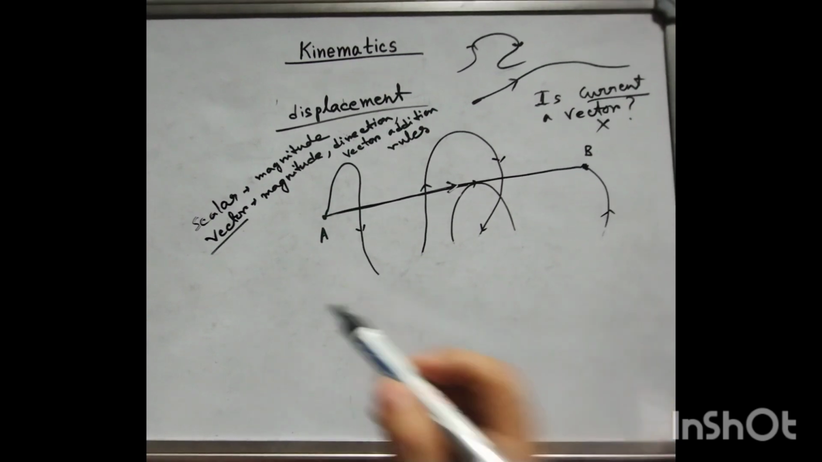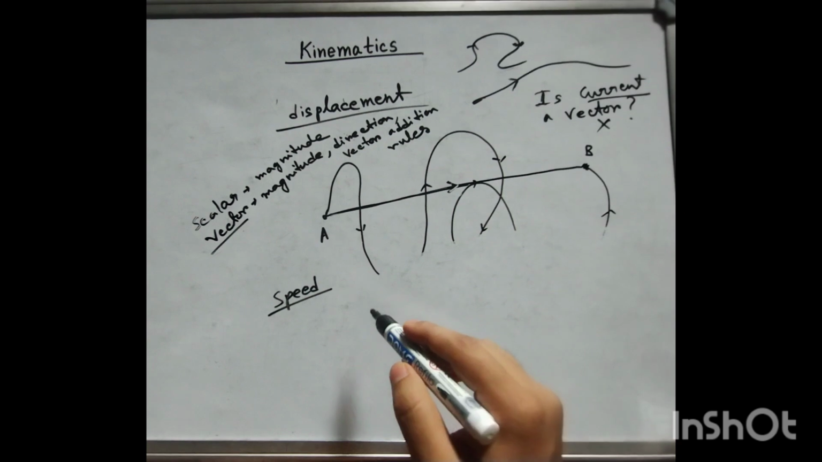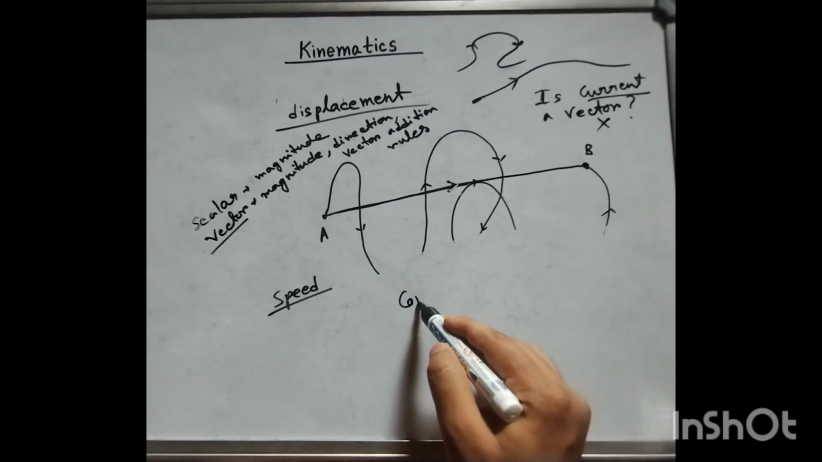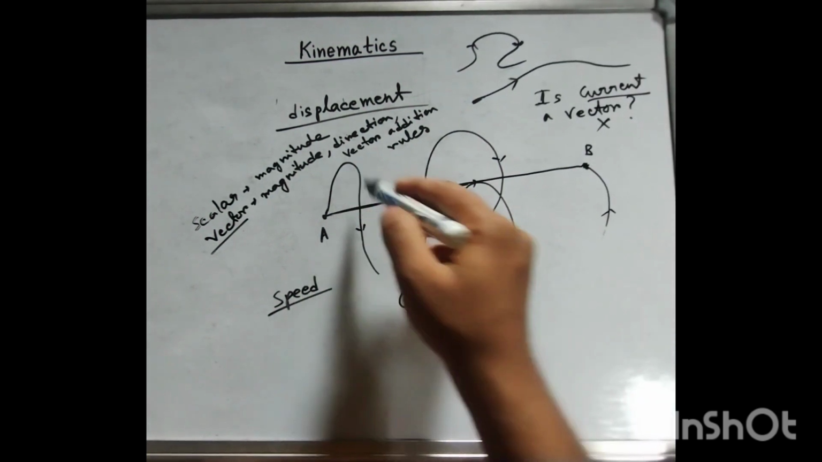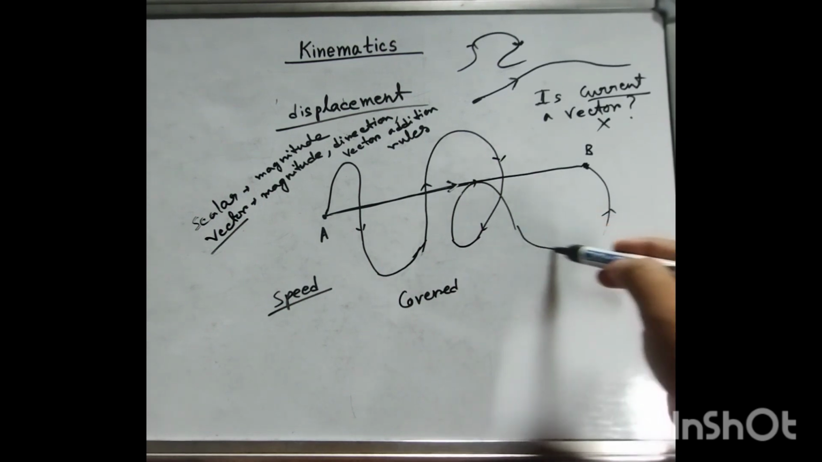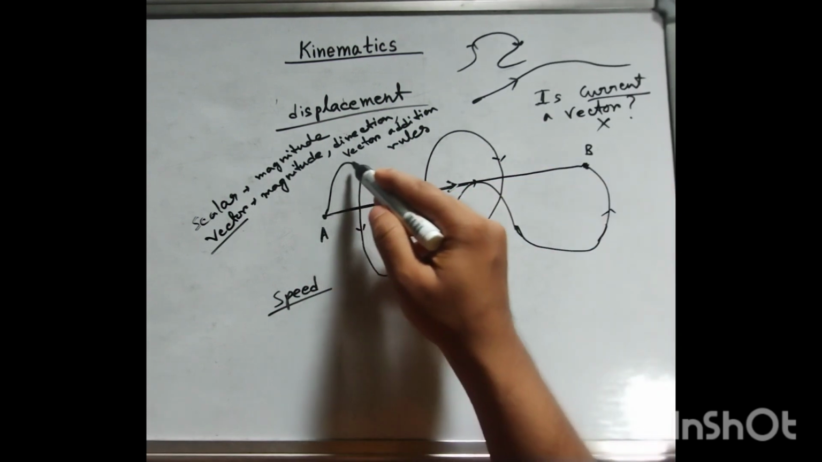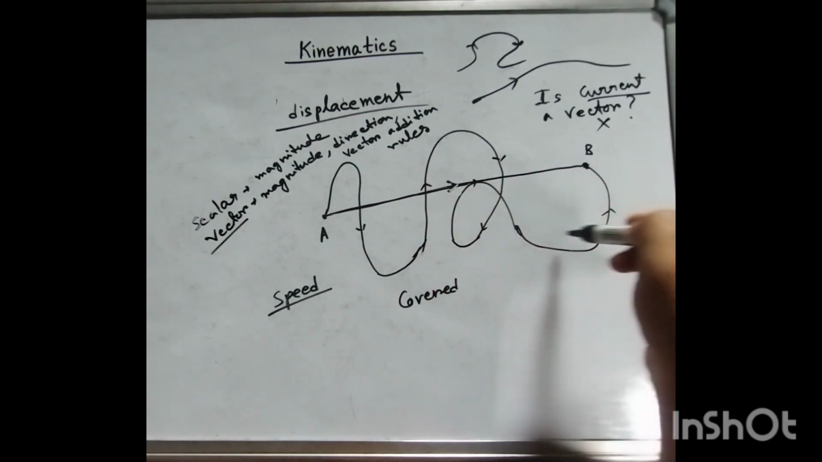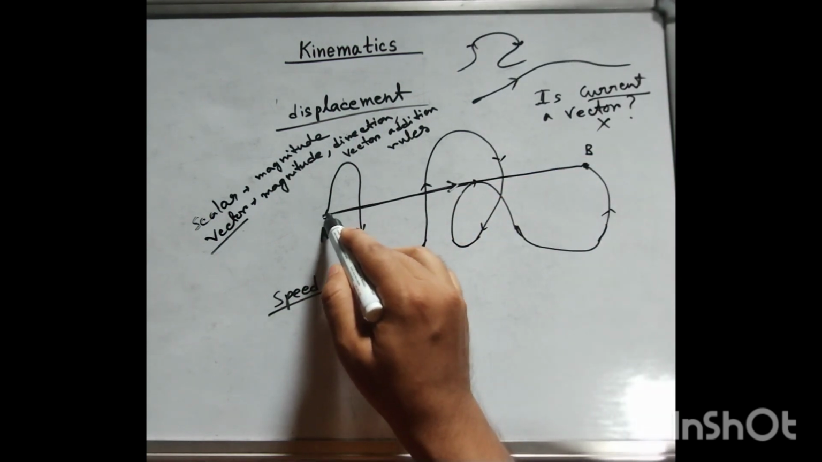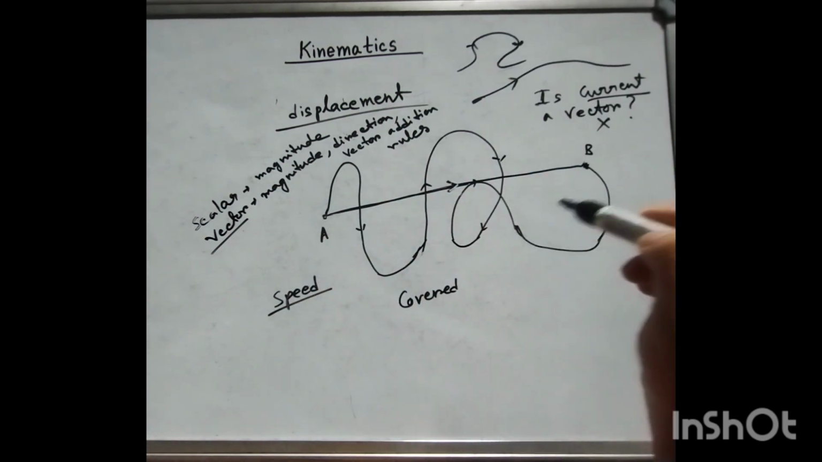Now come to another concept, that is speed. What is speed? Speed means your covered distance, how much distance you have traveled, that is important. So if I say how much distance you covered, then you have to measure this path, the distance of this path. But if I say what is your displacement, then you have to measure the straight line distance from your initial point to final point.